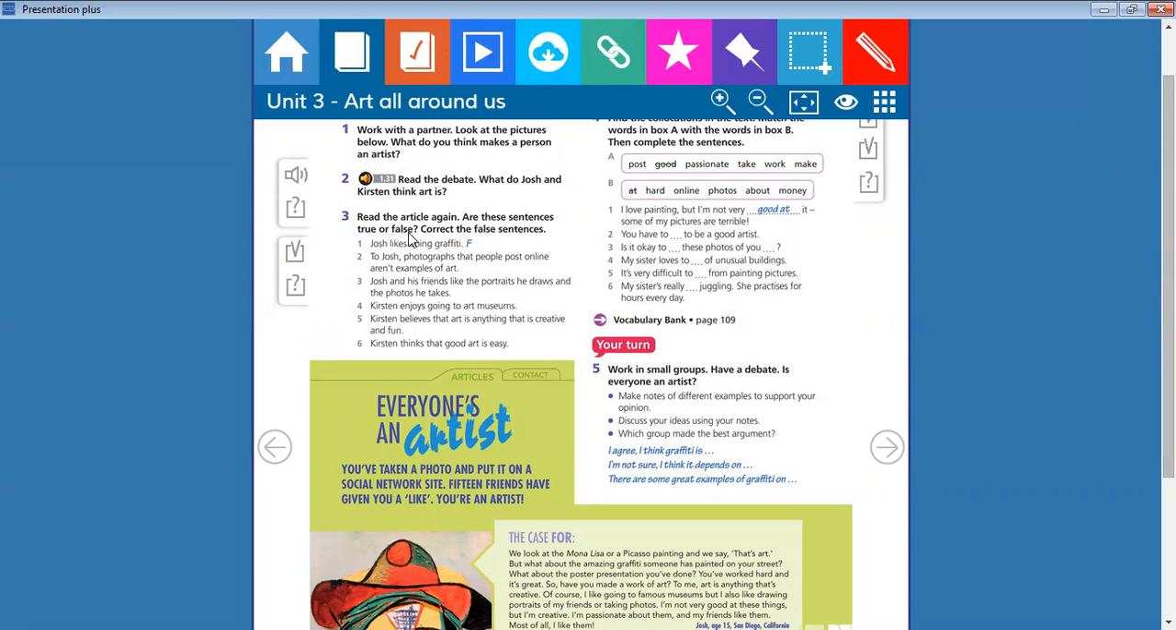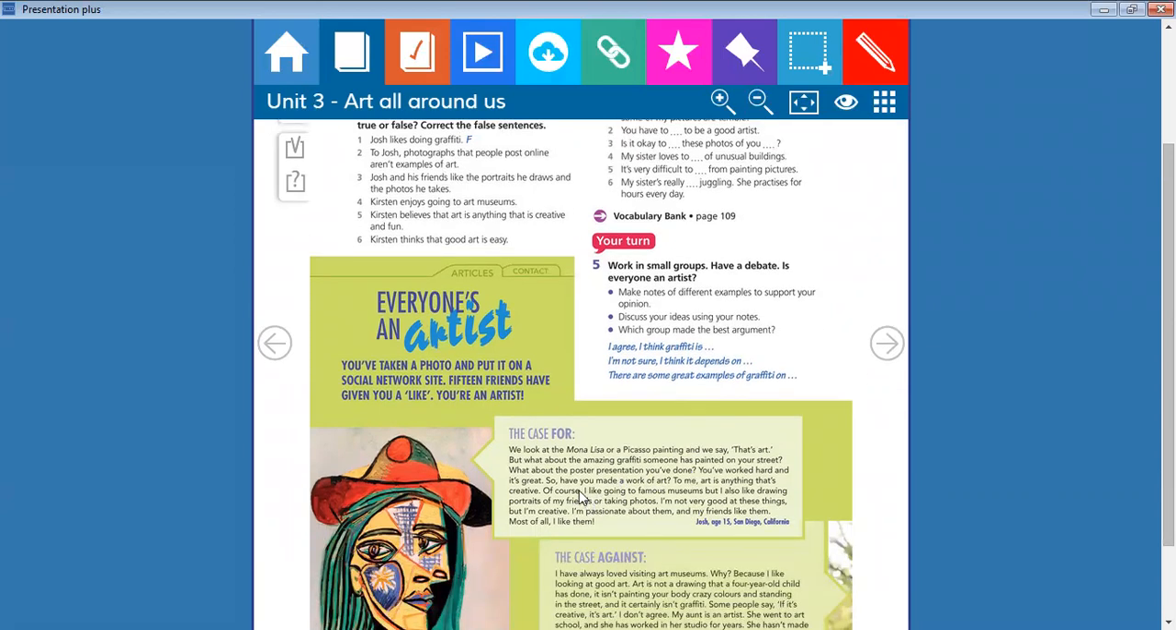Are these sentences true or false? Correct the false sentences. Okay? For example, just like doing graffiti. False. Graffiti and photography that people post online are examples of art. Now we have to check here about the photographs. Yes. Now here, you'll be working hard. You have to find the photos. Okay, I like going to famous museums, but I also like drawing my friends or taking photos.